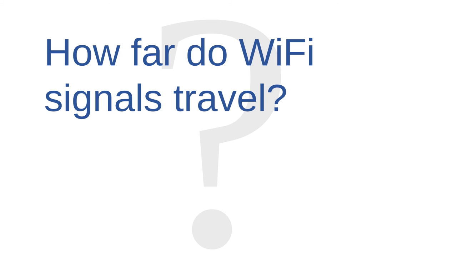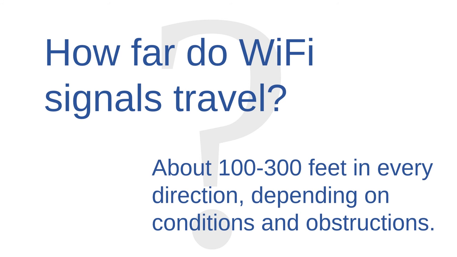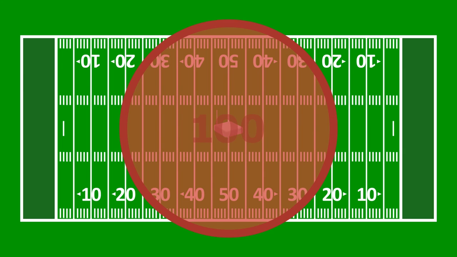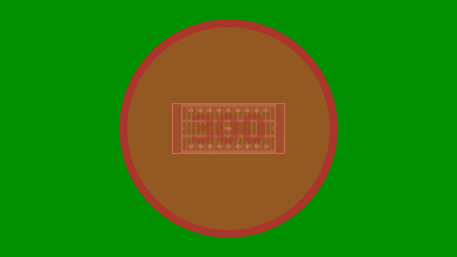How far do Wi-Fi signals travel? Well, they usually go about 100 to 300 feet in every direction, depending on conditions and obstructions. To put that in perspective, here's what a 100-foot broadcast radius looks like compared to a football field. For perspective, here's what a 300-foot broadcast radius looks like. It's worth mentioning that with special equipment, people can sometimes detect Wi-Fi signals from even further away, say about 1,000 feet.